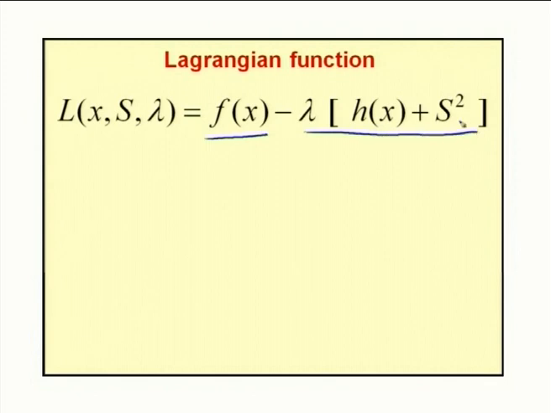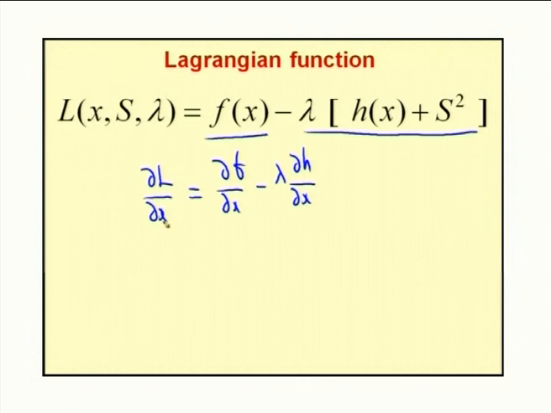Now, the stationary point can be obtained by the following conditions. The first condition is dou L by dou x equal to dou f by dou x minus lambda into dou h by dou x.